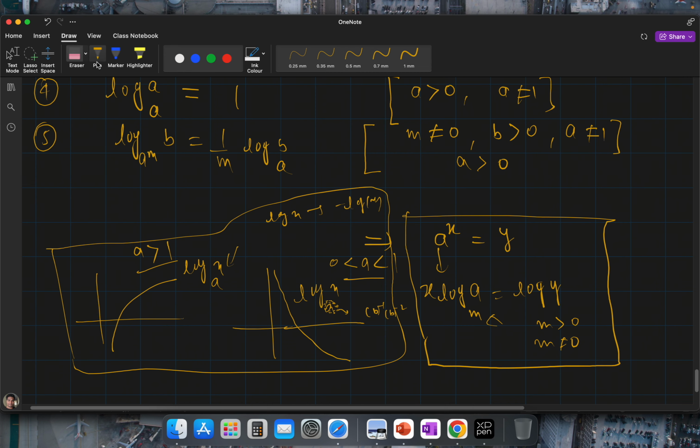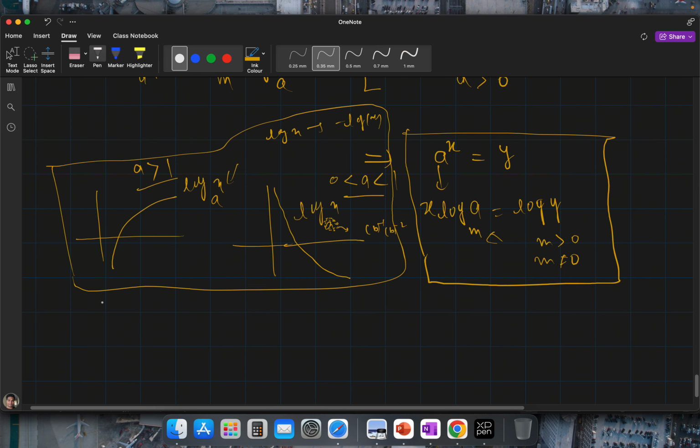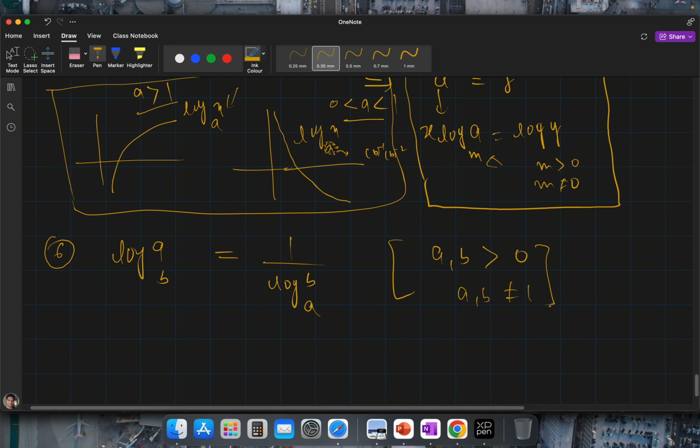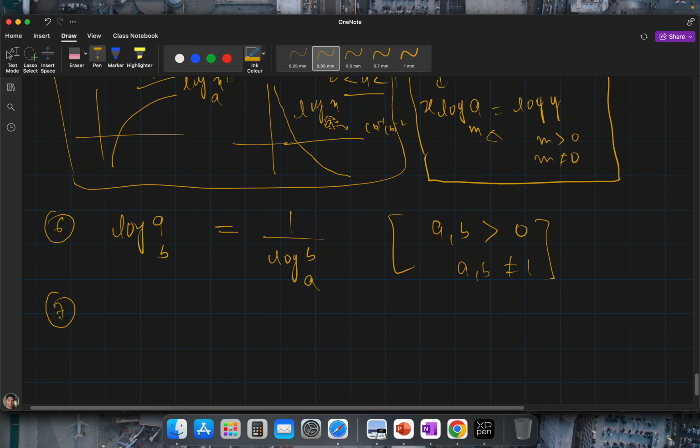Yes. Now let's move forward. Sixth property. Log of a to the base b can also be written as 1 by log of b to the base a. What is the restriction? a, b should always be greater than 0. a and b cannot be equal to 1.